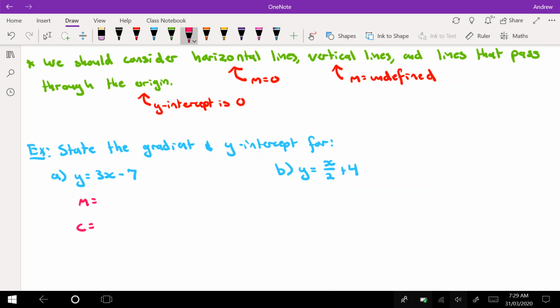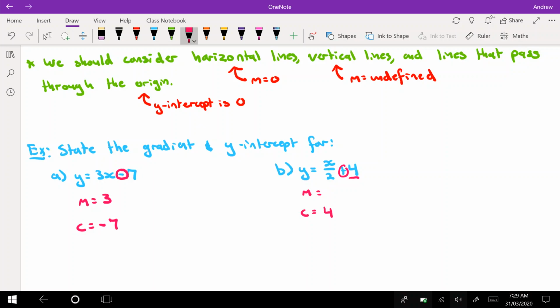Well, it needs to follow y equals mx plus c. I can see that my m value for this line is equal to 3. So my gradient is going to be equal to 3. My c value is where I need to be careful because the number is 7. But there's also a minus sign there. So we know it's actually negative 7. For the second line, 4 is my number here, but it's a positive 4, so my c is going to be 4.